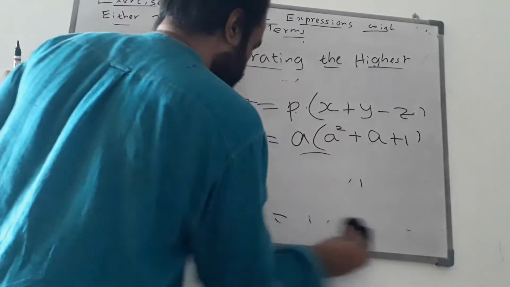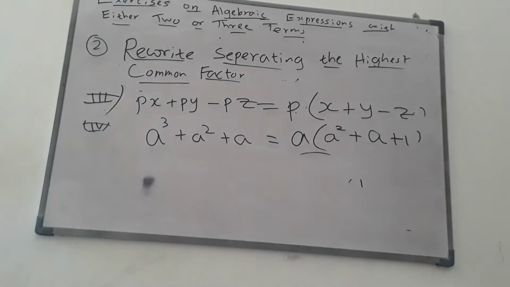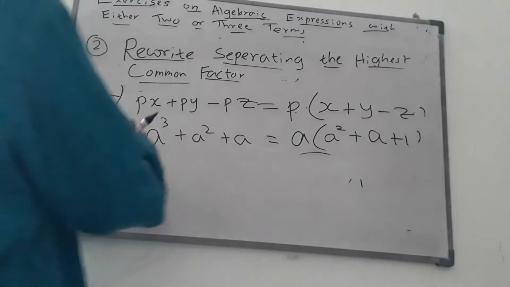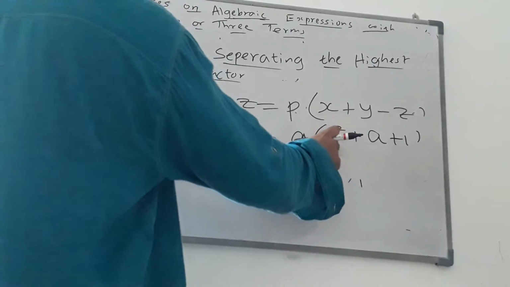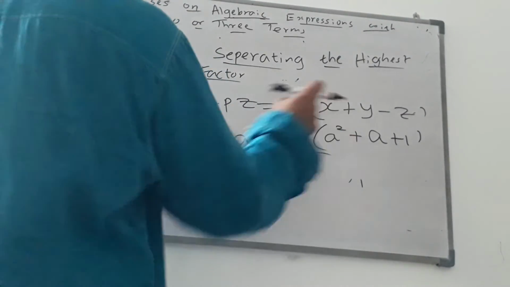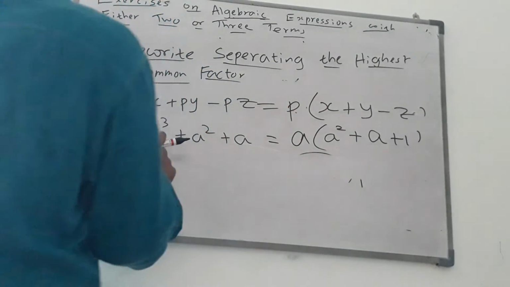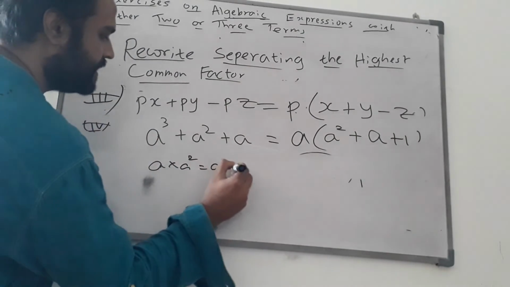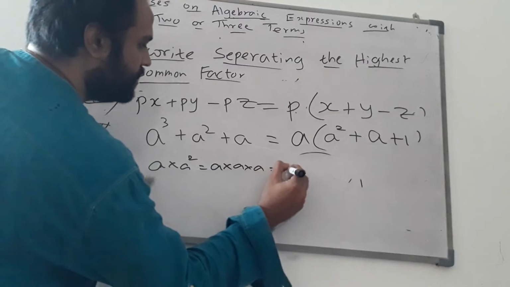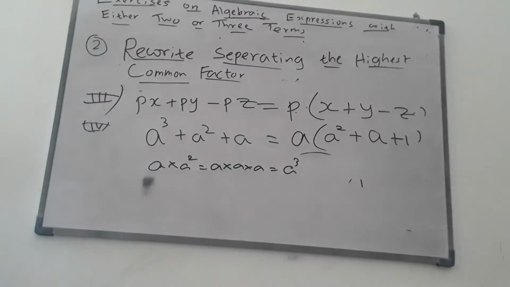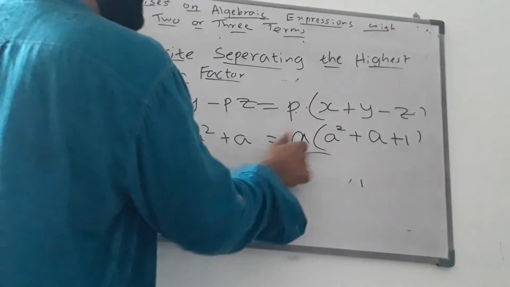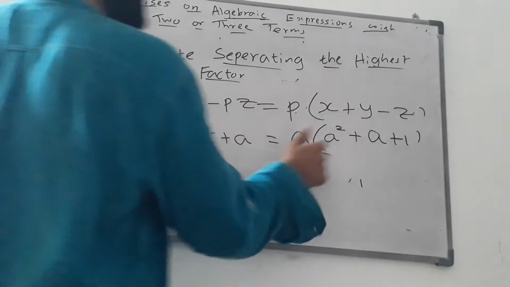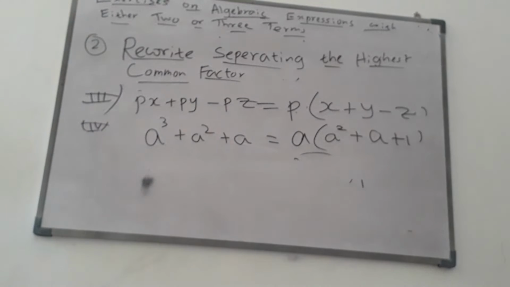Now again see. A to the power 1 means A. A times A means A squared. A times A to the power 2 means A times A times A, which is equal to A to the power 3. You get this. Same as A times A means A squared, and A times 1 means A. Keep it in mind.